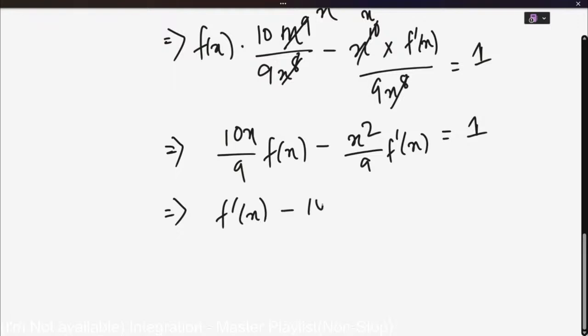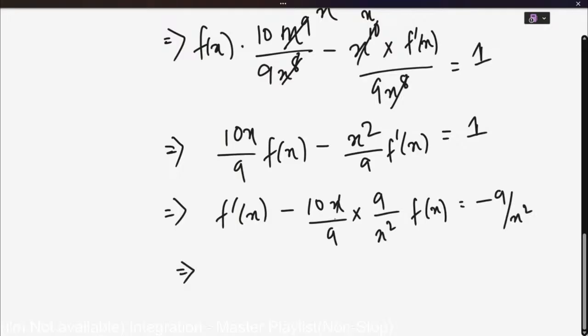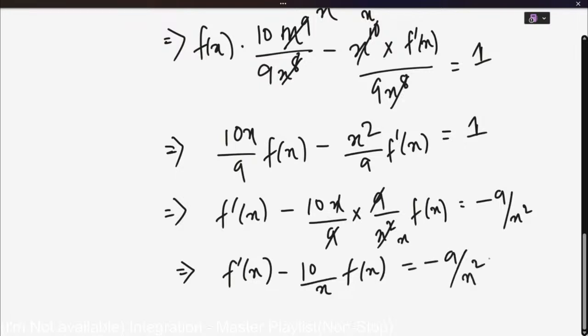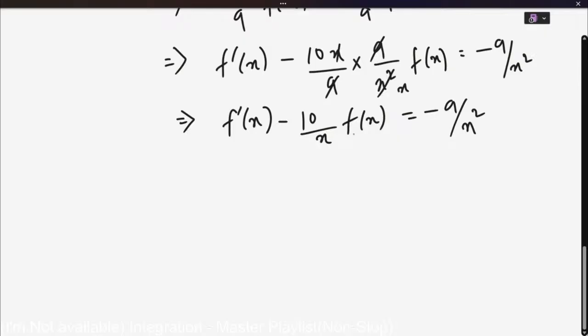But what happens to this? 10x by 9, I have already introduced a minus sign because we are multiplying by minus 9 by x square, and we have 9 by x square, right? And then we have f of x, and then we have minus 9 by x square. Okay, simplify this, x and x goes off, and 9 and 9 goes off, you have an x left over. So you basically have the equation f dash x minus 10 by x f of x equals to minus 9 by x square. Okay, now it's simply left to find the integrating factor.